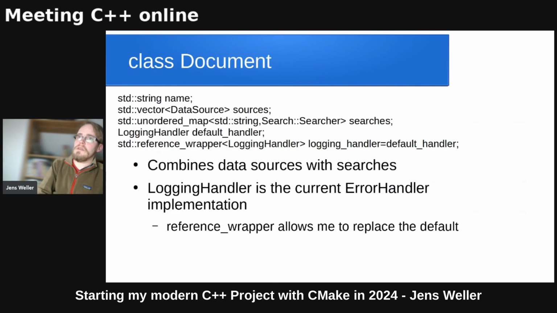Which brings me to document, which binds this all together, and logging handler is the current error handler implementation. I use reference wrapper here to replace it and basically have a default handler. I'm currently thinking that it makes more sense to have the document class be a template and have this error handler be the template parameter, so that the outside can provide its own error handler, instead of having this hard-coded here. So that's probably a change which is coming up.